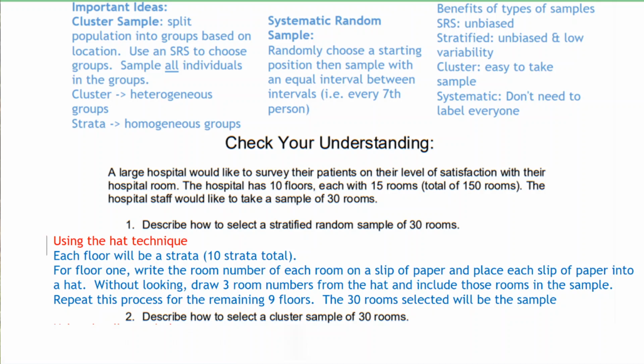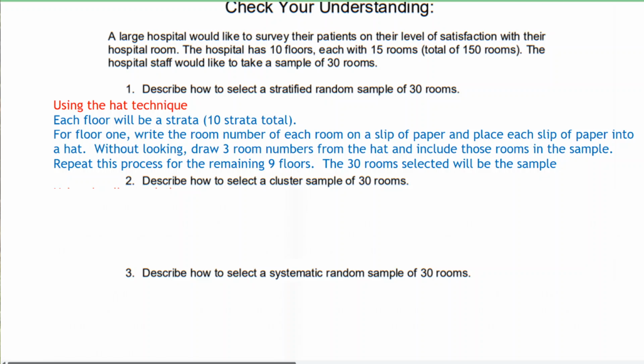Now, I'm saying use the hat technique because if you'll remember from class, we have three different techniques that will produce a simple random sample. One of them is the hat technique that we're going to look at here. The other one is to use technology, like we did before, like we did in our previous work today. And then another one would be to use a random device, like a coin or maybe dice. I like to go through all of those when we do this check your understanding.